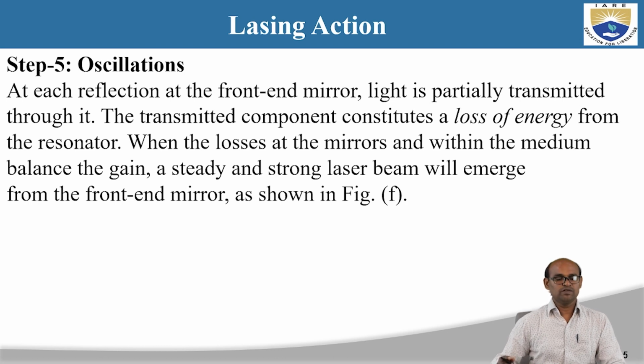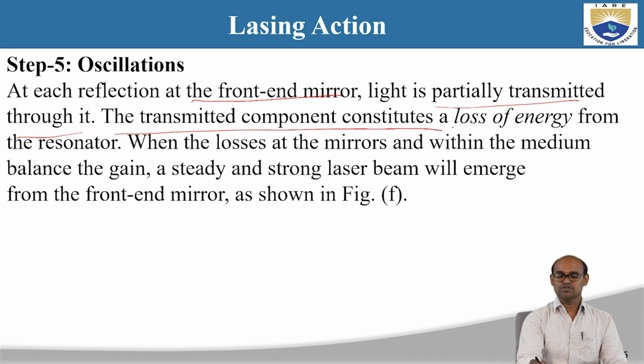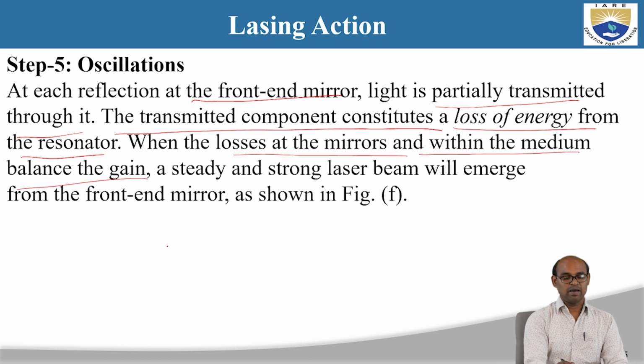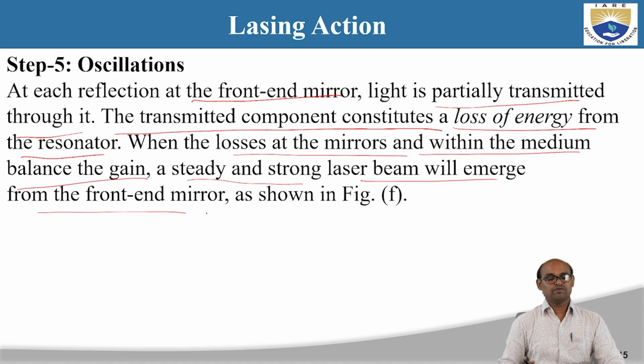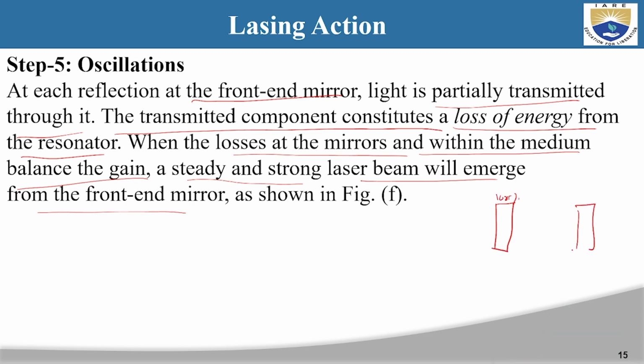So the fifth step is oscillations. At each reflection at the front end mirror, light is partially transmitted through it. The transmitted component constitutes a loss of energy from the resonator. When the losses at the mirrors and within the medium balance the gain, a steady and strong laser beam will emerge from the front end mirror. Because we have, at the backside, a 100% reflecting mirror, but at the front side of the active medium, we have a partially reflecting mirror.